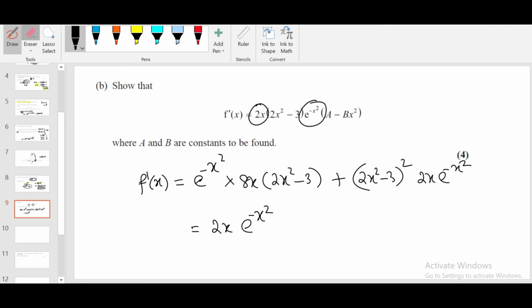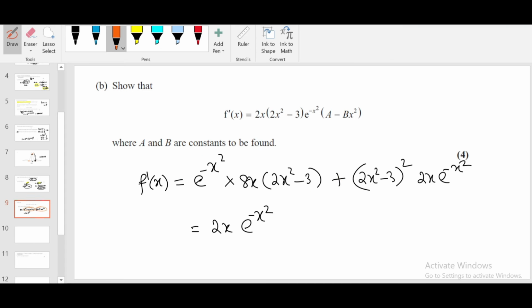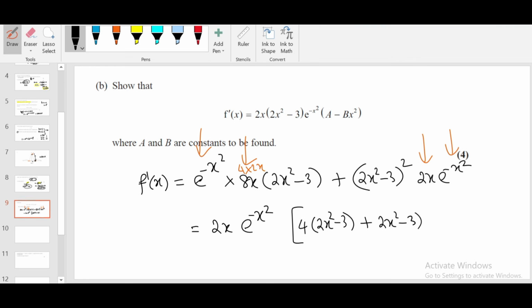There are two terms here. Don't get confused. There are two terms. Term 1, term 2. So when you take e power x square and 2x as a common factor, here it's 4 times 2x. So you will have 4 here in the first term, and then 2x square minus 3 plus 2x square minus 3 whole square in the second term.